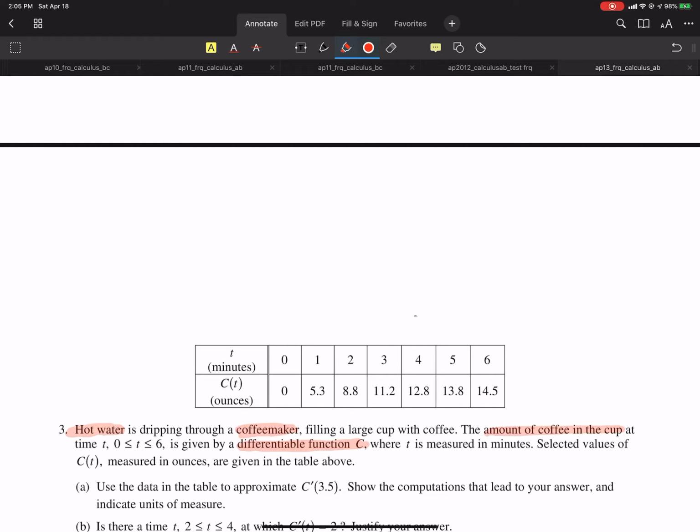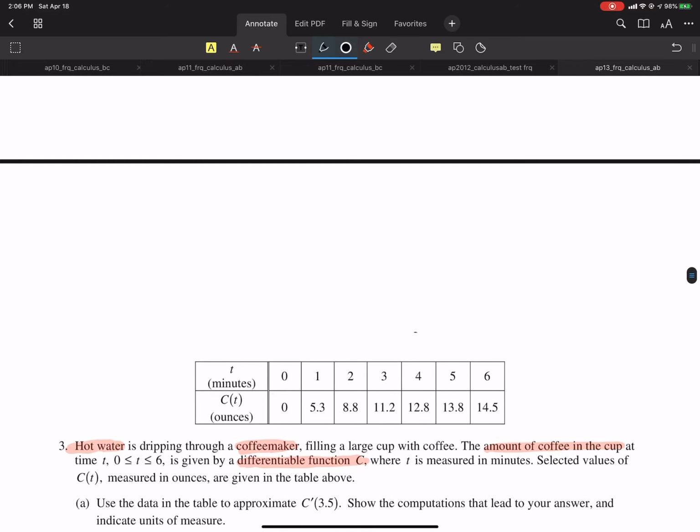So let's answer the first question. Use the data in the table to approximate the derivative of C at 3.5. Show the computations that lead to your answer and indicate units of measure. You should notice that this is a reoccurring theme. They want you to understand that to approximate a derivative, you have to use the average rate of change, because the derivative is the instantaneous rate of change.